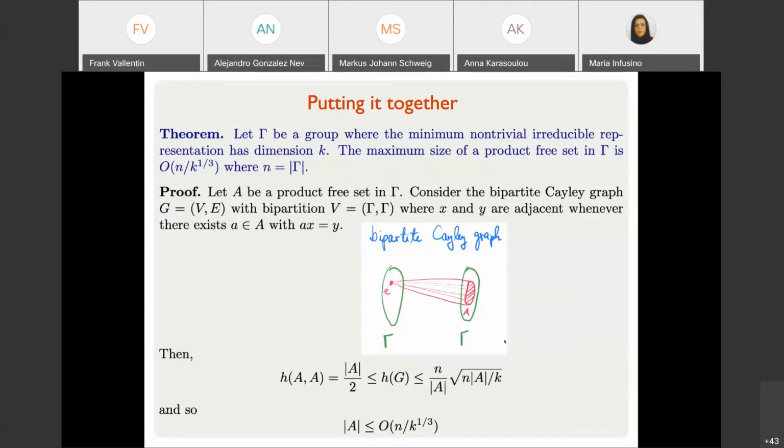And now we have an estimate on the cardinality of A, on the size of the product set, and this says that if you put everything here on the right side, we see that the cardinality of A is upper bounded by O of n divided by k to the power 1 divided by 3. And now if k is very big, you see that this fraction here on the right side can go to 0 with large n. So now we need a group where k is big.